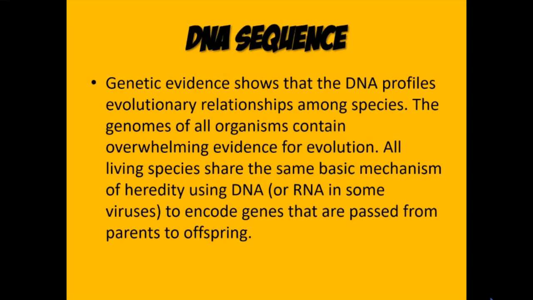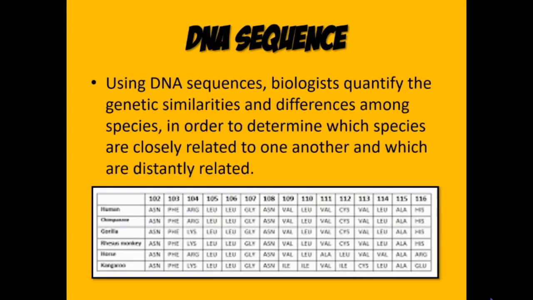Then for DNA sequence, using DNA sequences, biologists quantify the genetic similarities and differences among species in order to determine which species are closely related to one another and which are distantly related. And then we can see here the codons or genetic codes, the sequences of human, chimpanzee, gorilla, rhesus monkey, horse, and then kangaroo.